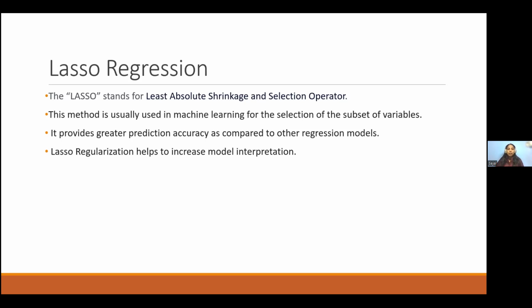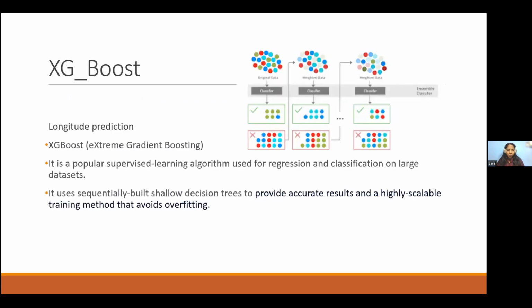So basically, if I sum this up, lasso regression is used to predict latitude calculations, and XGBoost is used for the longitude predictions. XGBoost's full form is extreme gradient boosting. It is a popular supervised learning algorithm used for regression and classification on large datasets. It uses sequentially built shallow decision trees to provide accurate results and a highly scalable training method to avoid overfitting.